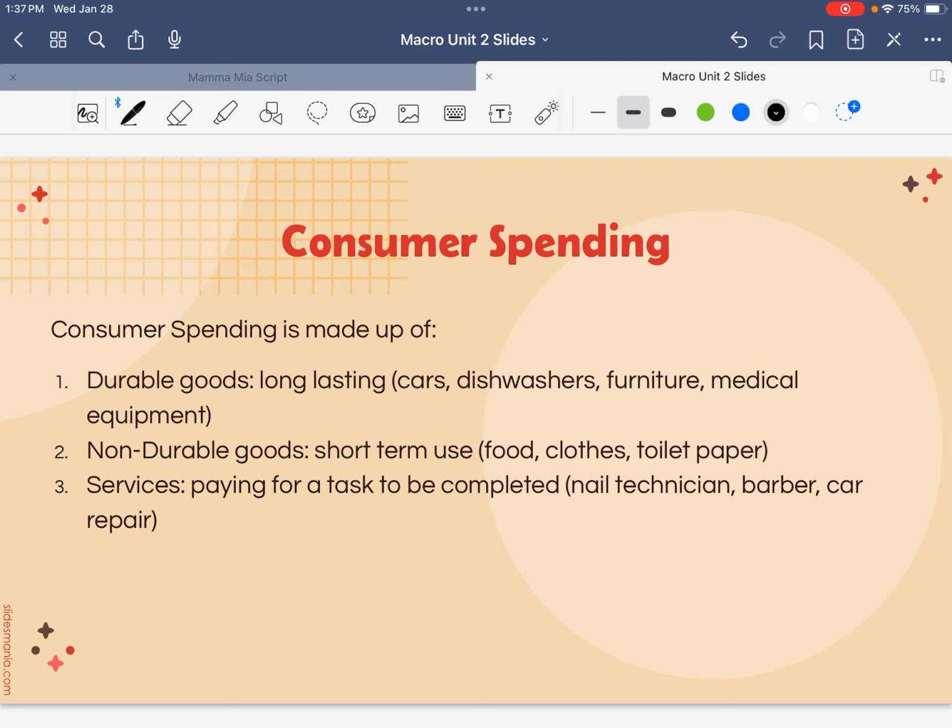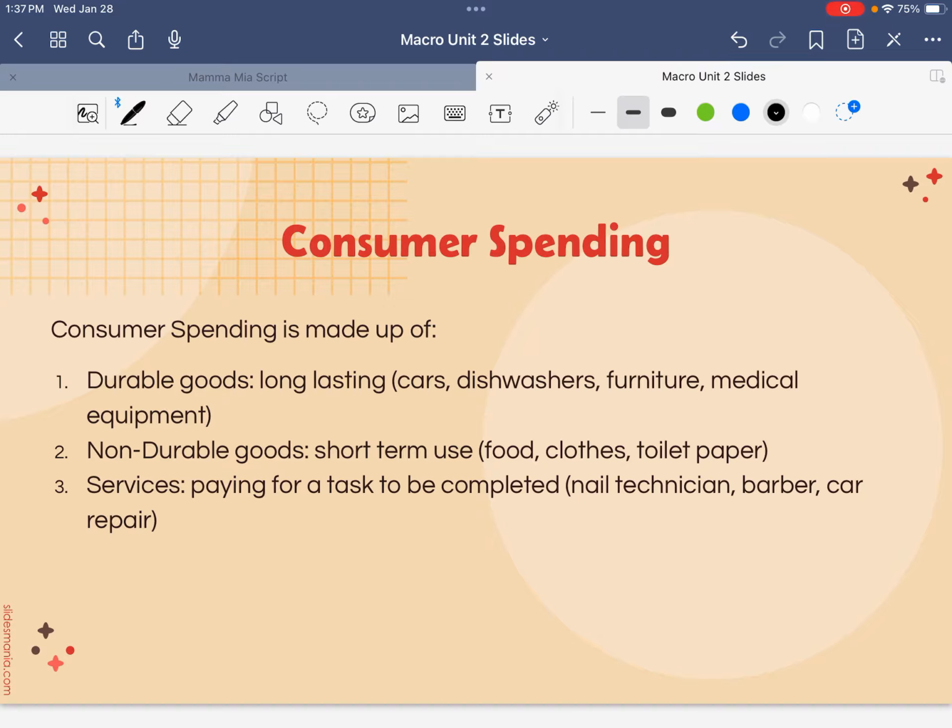Consumer spending is made up of things that you and I purchase: durable, non-durable, and services. Durable meaning it lasts a long time, but it is still just for us and not a capital good. So furniture, dishwashers, a new fridge, cars, we use them for a very long time. We fix them when they get broken. Those are durable goods, but they're not capital goods because we're not a business. If it were a capital good for a business, it would be in the investment category.